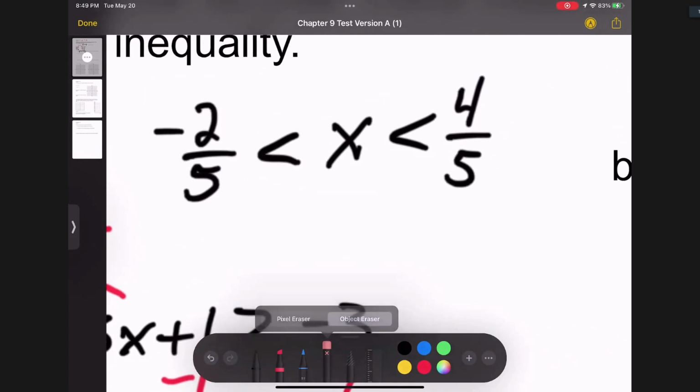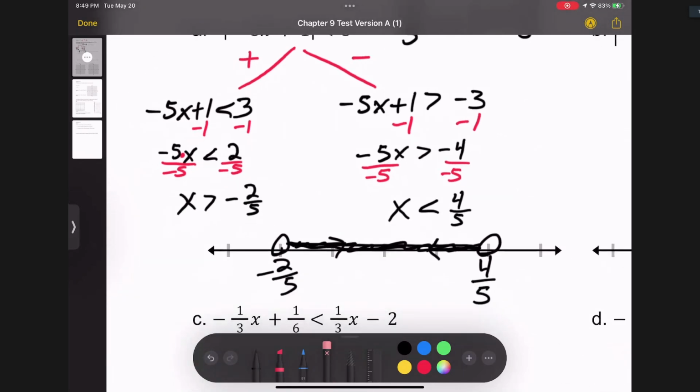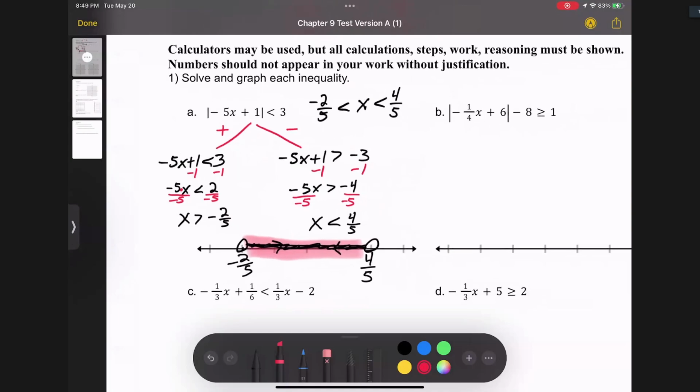I was not marking students down if you had it this way or you just had it split up. It was perfectly fine, as long as you're showing that the actual solution was in between. Only the answers in between negative 2/5 and 4/5. That's going to be the solution. That is for A. Hopefully there's no question.